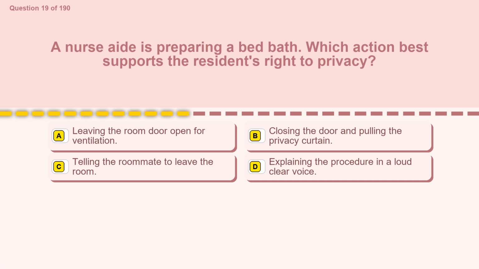Option A, leaving the room door open for ventilation. Option B, closing the door and pulling the privacy curtain. Option C, telling the roommate to leave the room. Option D, explaining the procedure in a loud, clear voice.